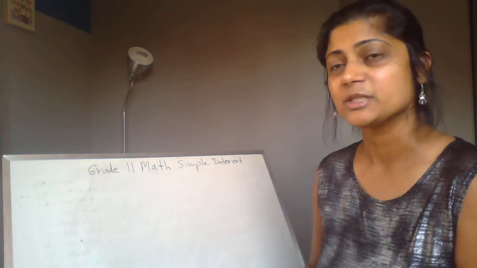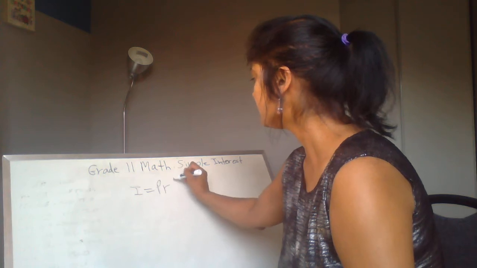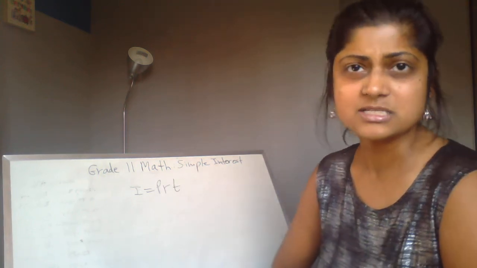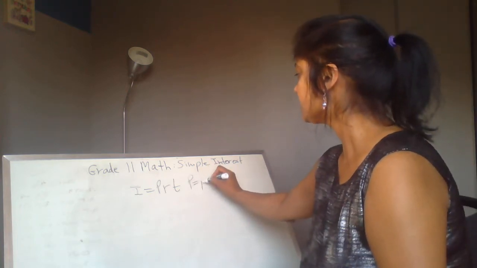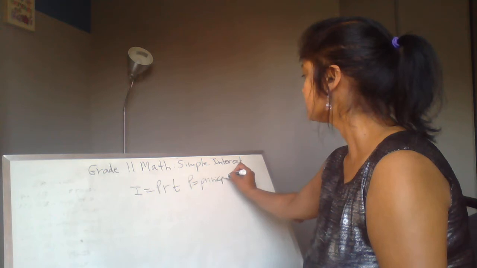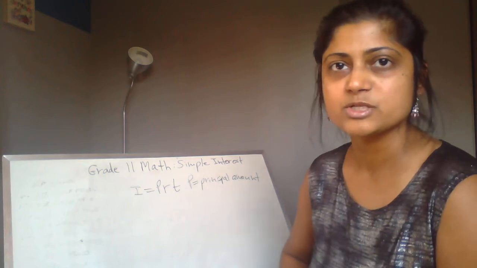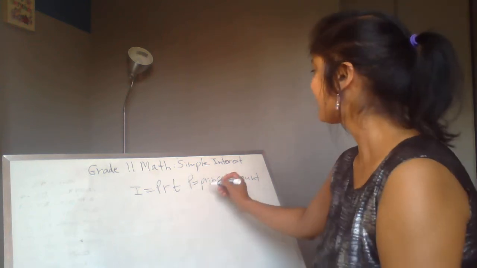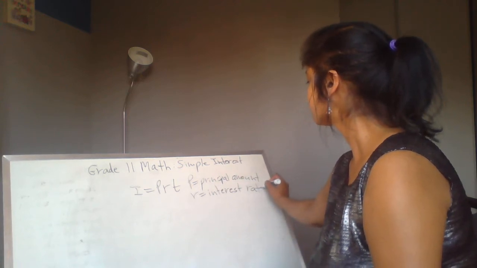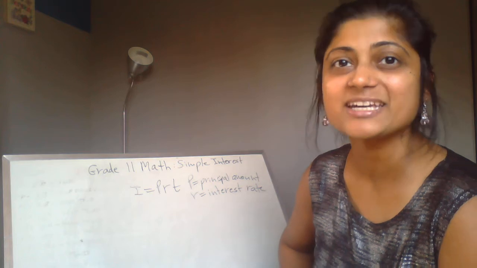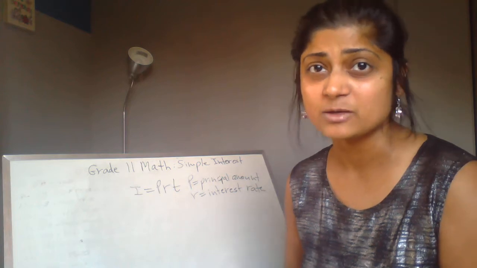So I'm going to write the formula on the board. It's I equals PRT. This is a very simple formula. I is the interest, and P is the principal amount. This is how much money I'm basically starting off with. R is the interest rate, and the interest rate is always going to be a percentage. In math, whenever there's a percent, I have to make sure I'm dividing it by 100.